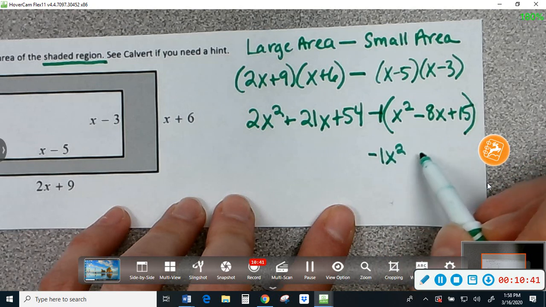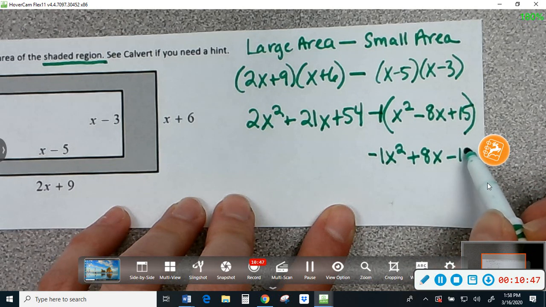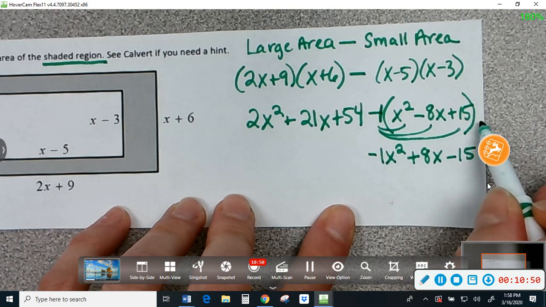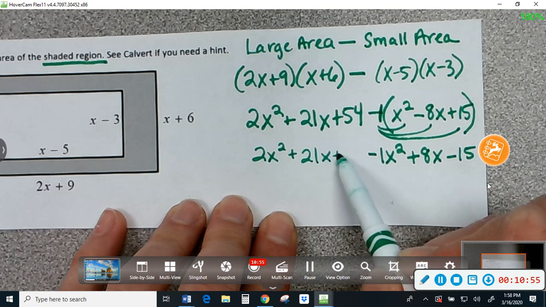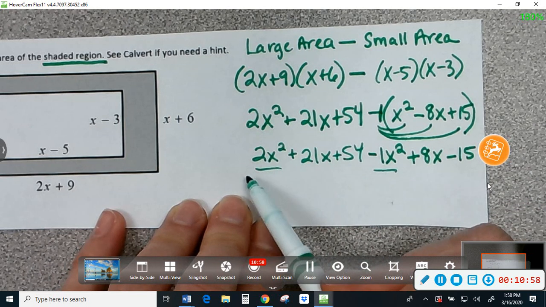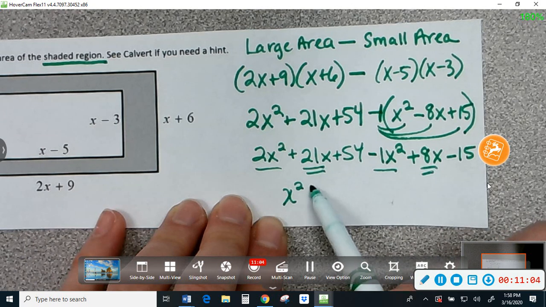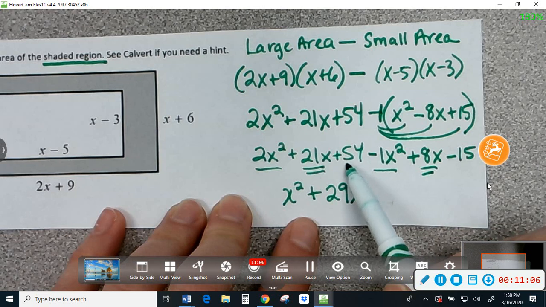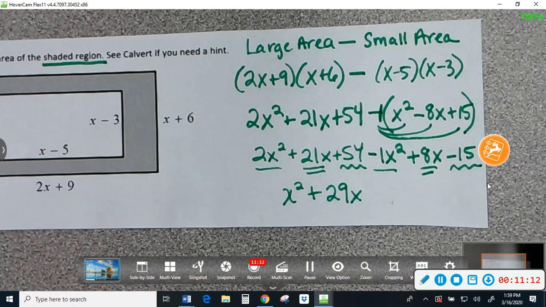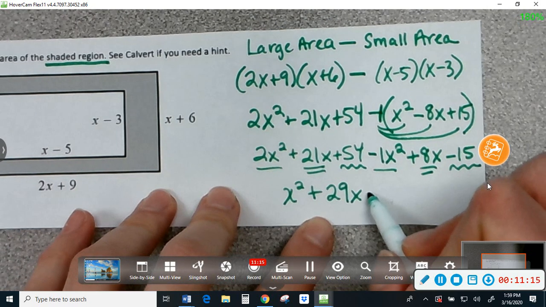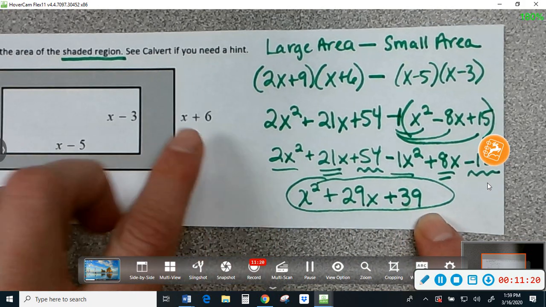Alright, if you're joining us again, this is what you should have gotten when you distributed the negative. Again, each of these just change signs. Then you could bring down the rest of this problem and combine like terms. 2x squared minus 1x squared is x squared. 21x and 8x is 29x. And then 54 minus 15 is 39. Okay, and so this is your answer for the area of the shaded region.